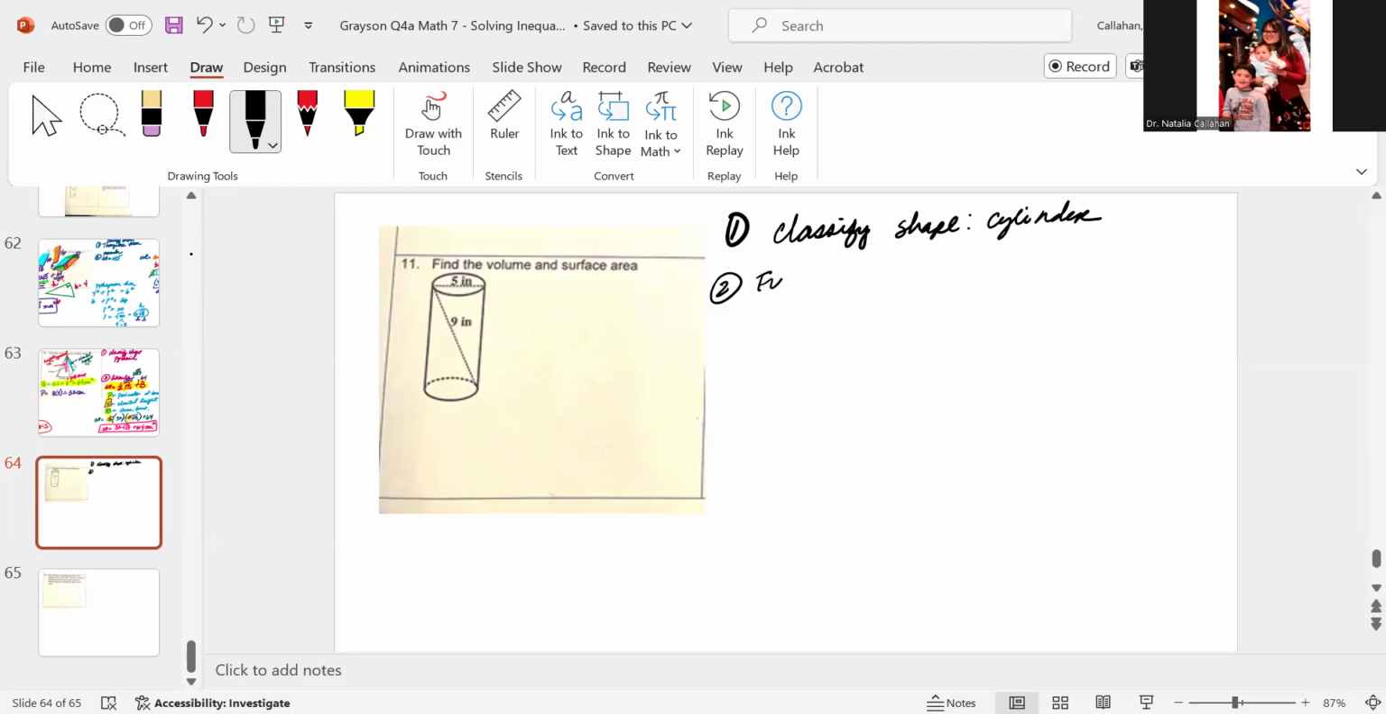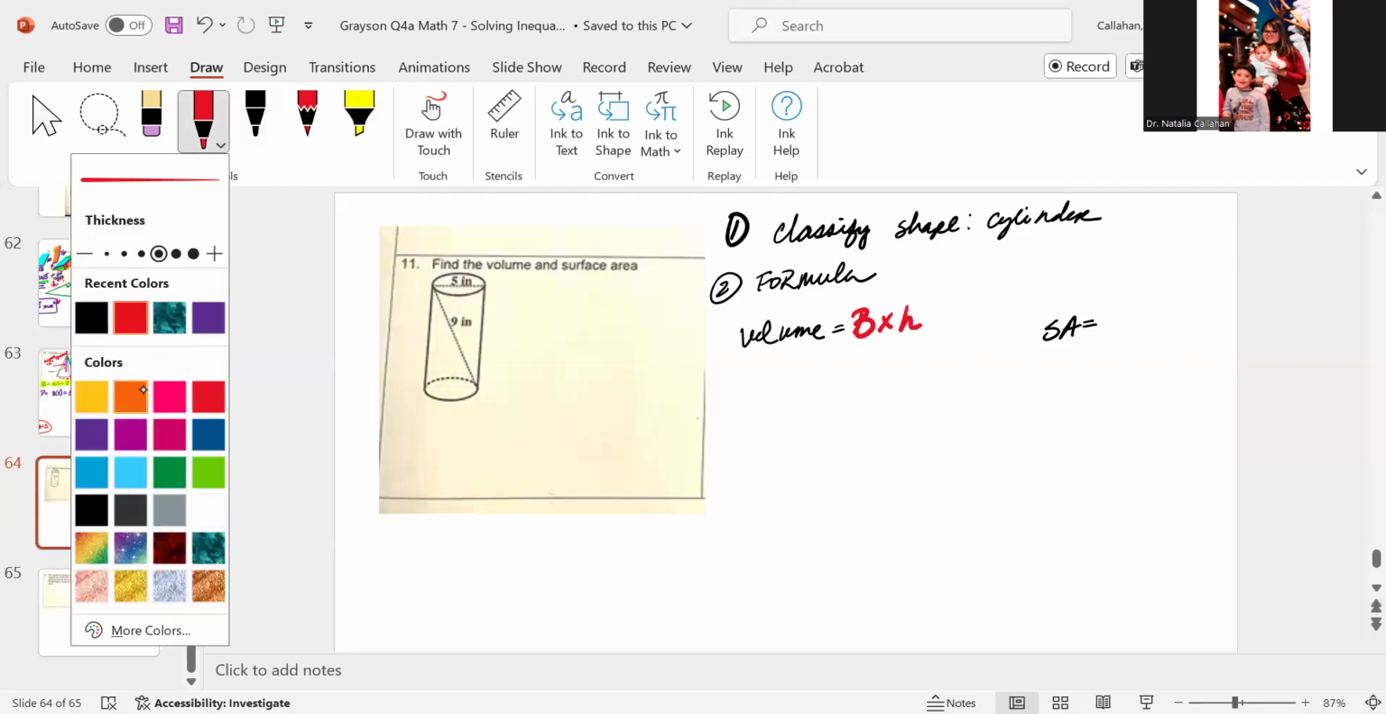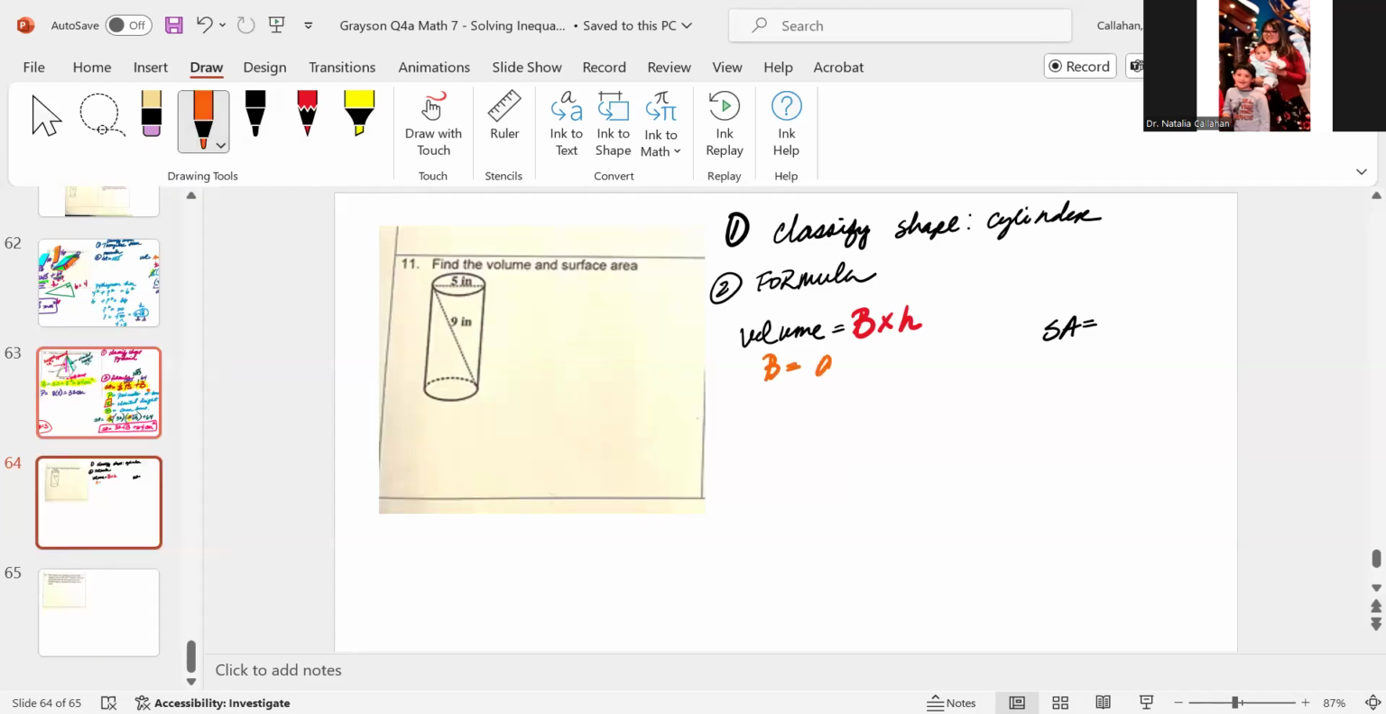Okay, second part, formula. So we're going to have volume. I want you to do a side by side so you have more room, okay? Second one is surface area, correct? Volume is going to be easy because all volume is the area of the base times height. You understand that? So B is area of the base, and what shape is the base? The shape of the base is a circle.